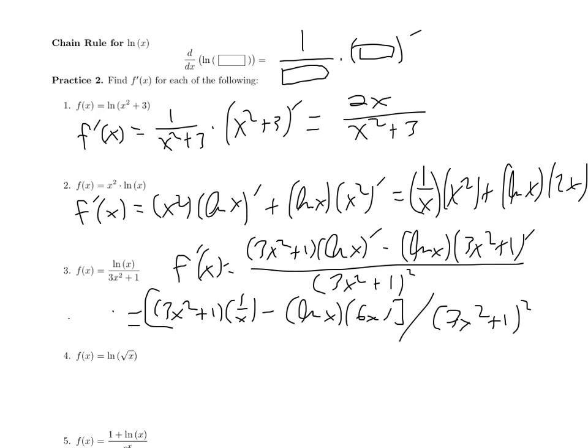Because you have this distribution, this 3x squared plus 1 times 1 over x, you can multiply that through, but you can't get rid of the fraction there.